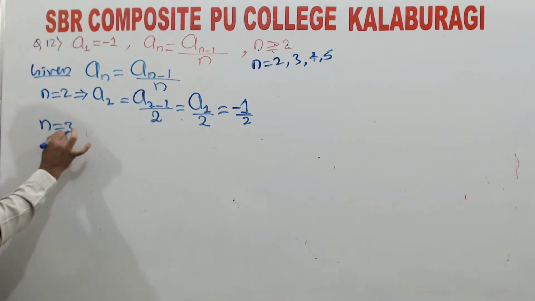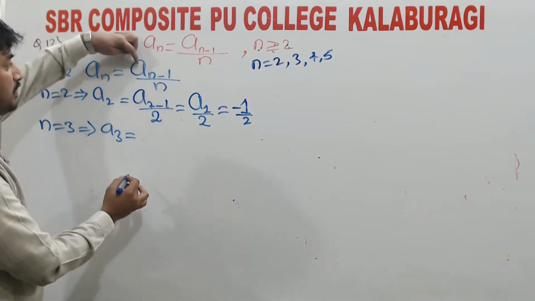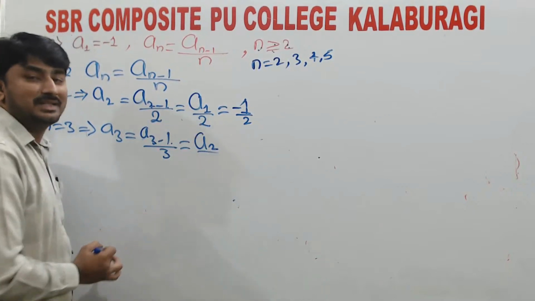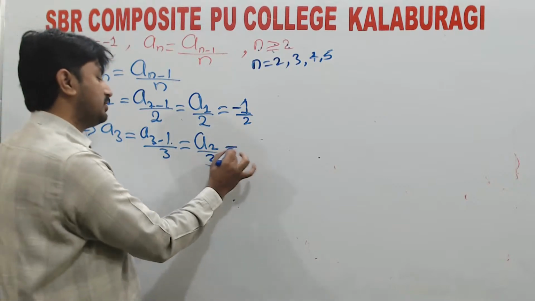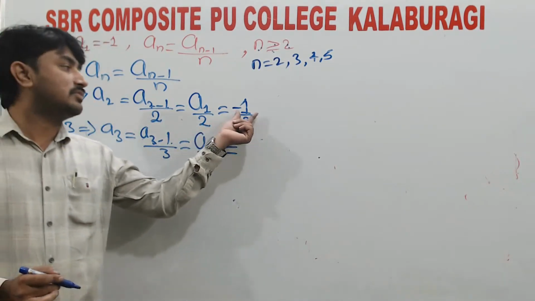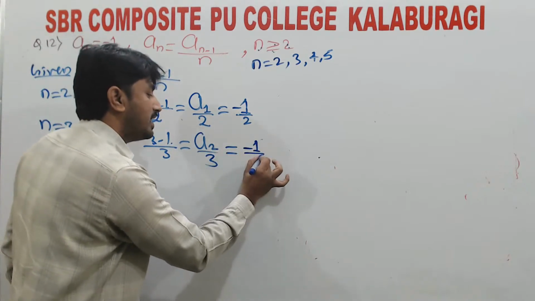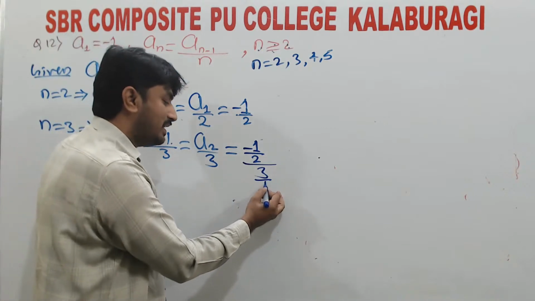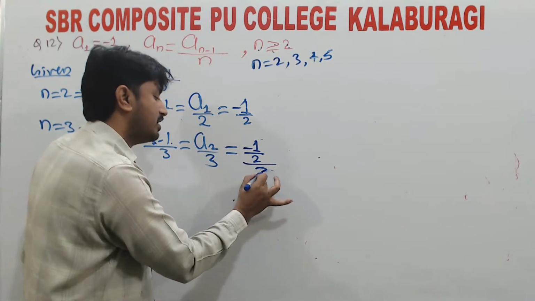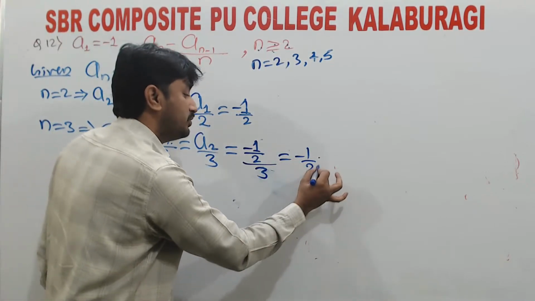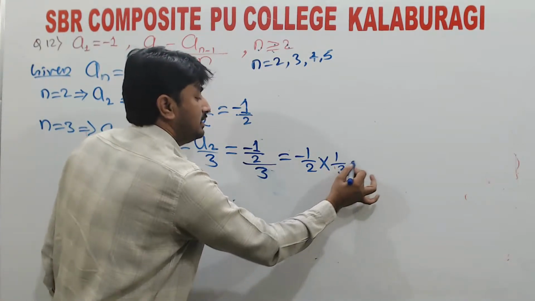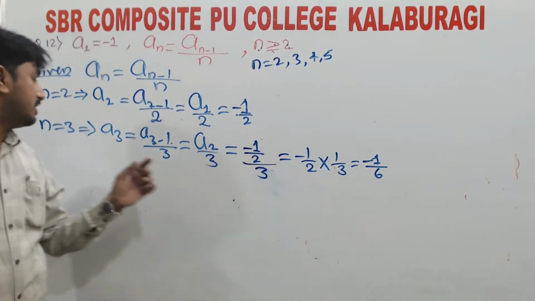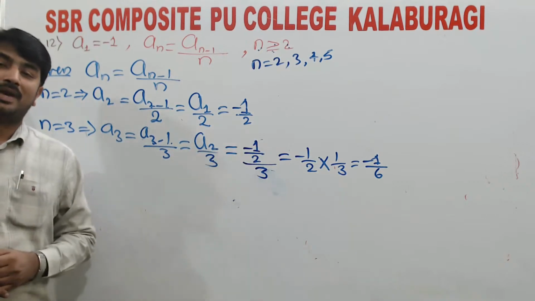Similarly, taking n equal to 3 gives the third term value. Here, in place of n, I am taking 3: a_3 equals a_2 divided by 3, since 3 minus 1 means the second term. The second term value is minus 1 by 2, divided by 3. Dividing by 3 is the same as dividing by 3 over 1. One more step: minus 1 by 2 into 3, equal to minus 1 by 6. Therefore, the required third term value is minus 1 by 6.